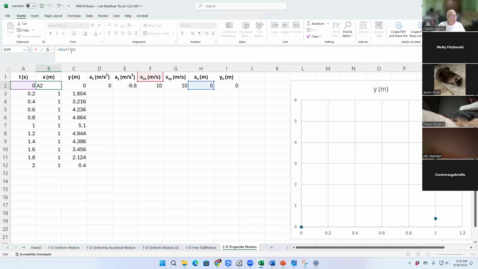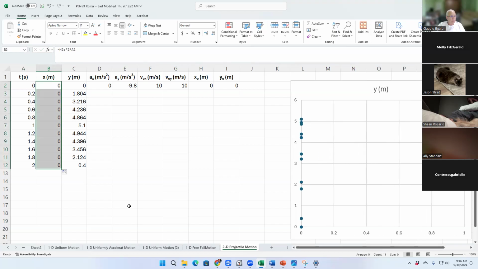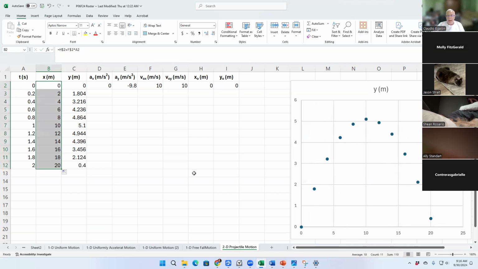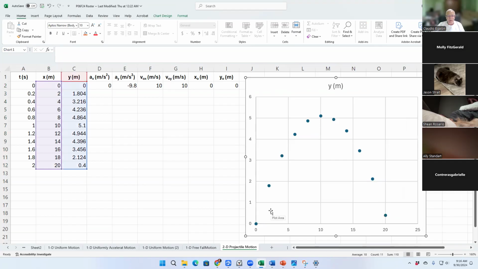Oops. Okay, V naught x here times t. Click and drag, right? Oops, something wrong here. Let's see what I did wrong here. x naught plus V naught x times t. I don't see what. Oh yeah, that's because I didn't put the dollar sign here. Okay, dollar sign here and dollar sign here. That's why I got 0 for everything else. Okay. Oh yeah, here you go. You see that? It does that automatically for us. Beautiful, right?